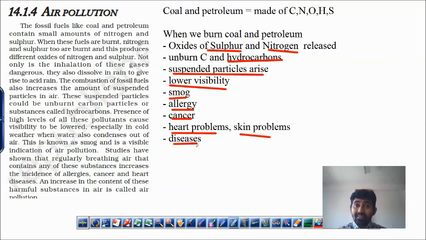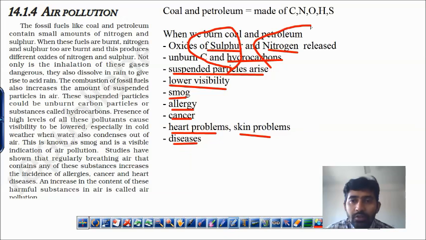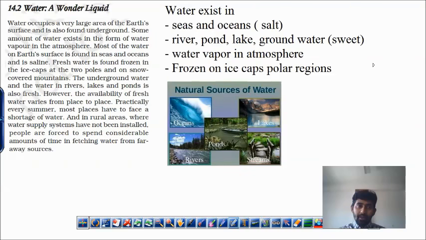Have you heard about acid rain? That also happens when you burn coal and petroleum. So how does the acid rain cycle work? That sulfur and nitrogen, these two gases become oxides. Then they go up and dissolve in rainwater. And when these gases dissolve in rainwater, the rainwater becomes acidic. And that is called acid rain, bad for the environment.